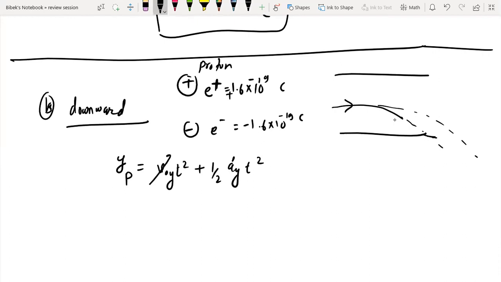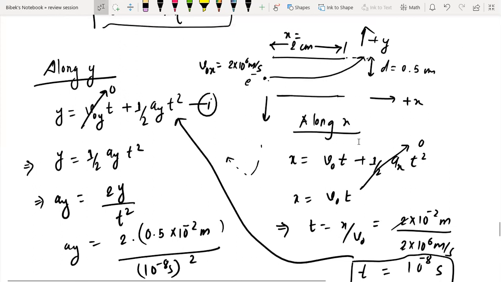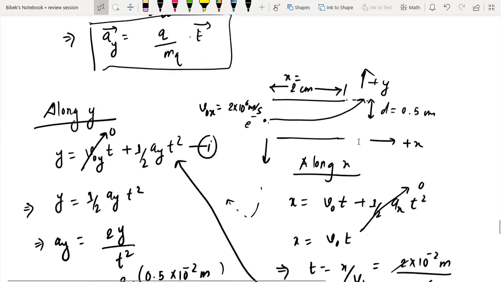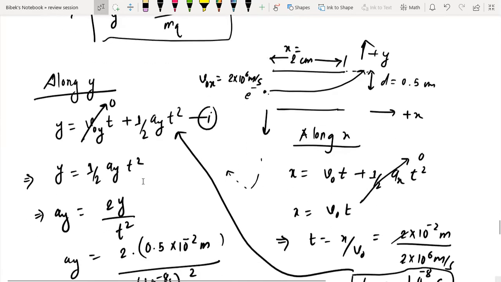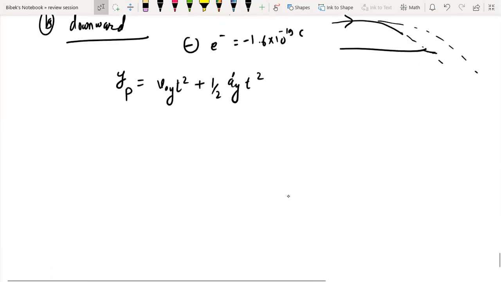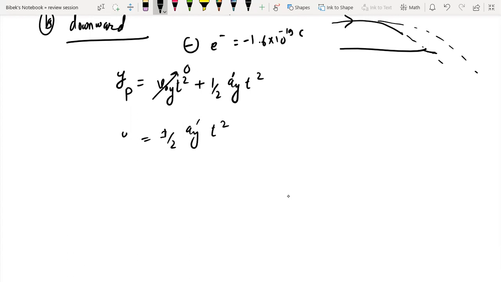So this first part is 0. Is it 0? Oh yeah, initially it's 0, because it's not moving in the y direction. Sorry about that. So it's going to be 0, so this is just half AY t squared. That's Y proton.